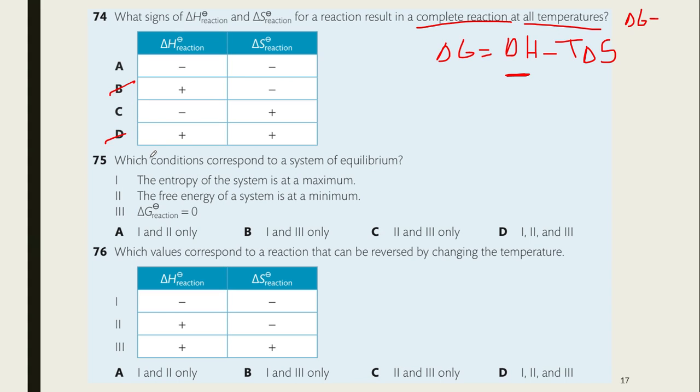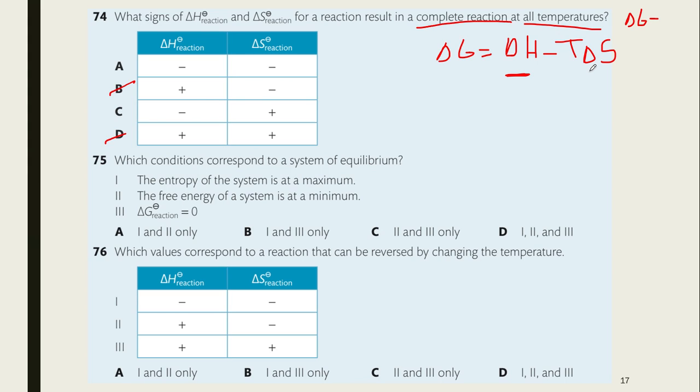Okay, for all temperatures, we want an exothermic reaction. But now we have delta S, so we want our delta G value to be negative, right? That's our goal. Delta H is negative, we figured that out. The temperature plays a role, right? The higher the temperature, this is going to overpower it. The lower the temperature, delta H is going to overpower the equation.